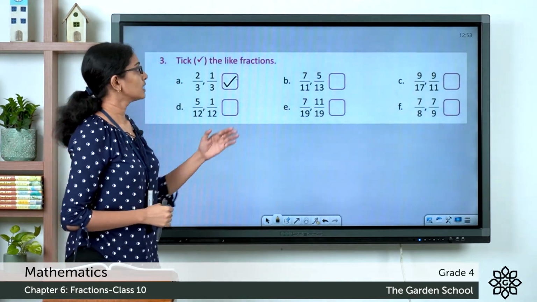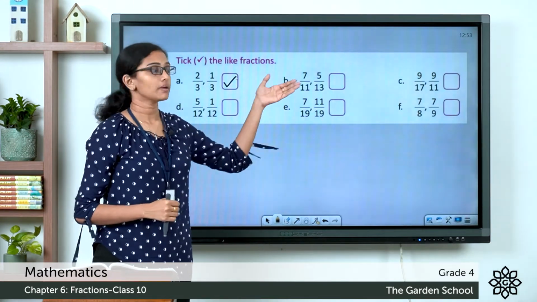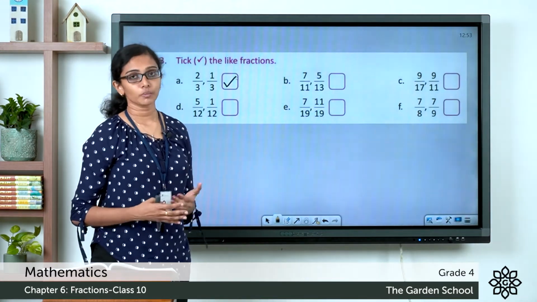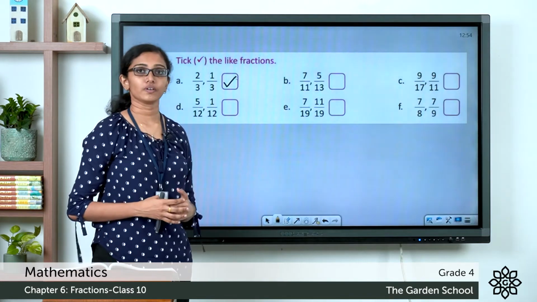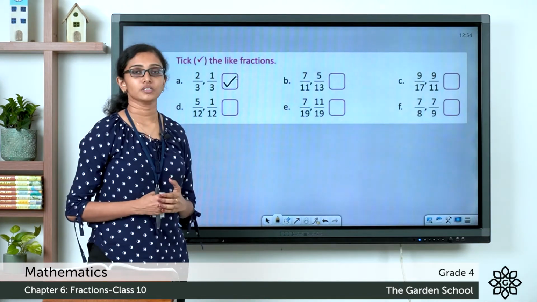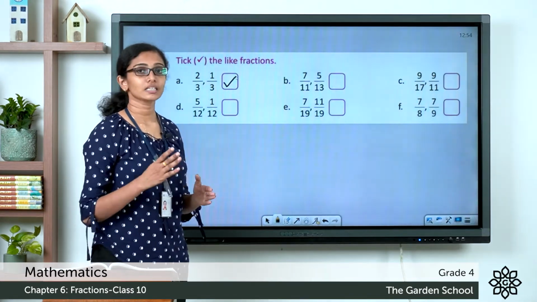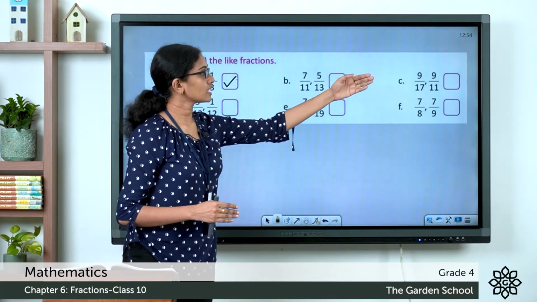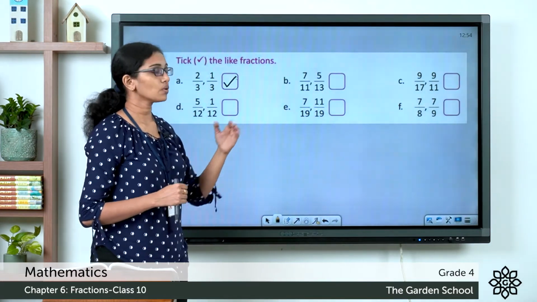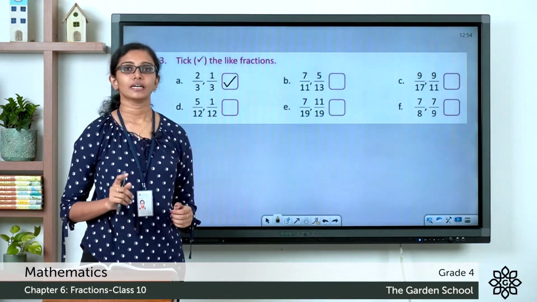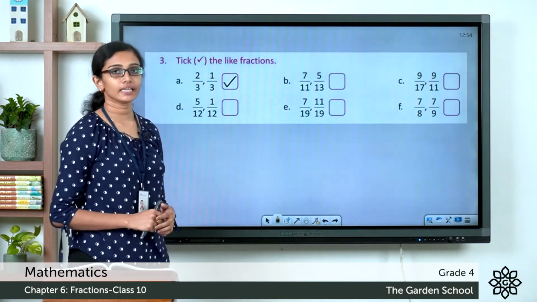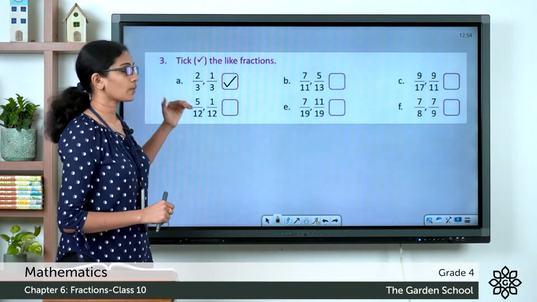The second one, 7 by 11 and 5 by 13. Are the denominators same? No, they are different. So, they are unlike fractions. So, let's leave it like that. The third one, 9 by 17 and 9 by 11. They are also unlike fractions. Now, the fourth question, question D, 5 by 12 and 1 by 12.